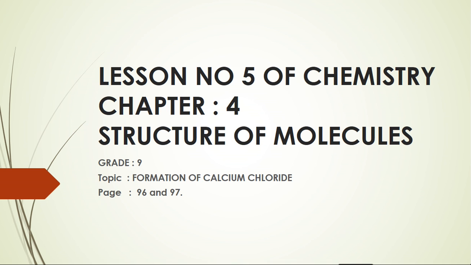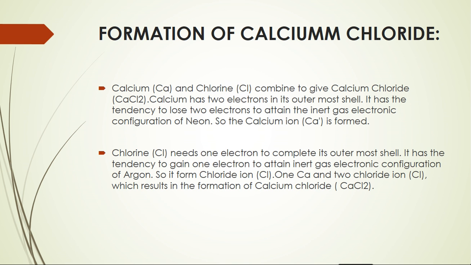The topic is formation of calcium chloride. The last lecture was about ionic bond in sodium chloride, and this is now calcium chloride. It's given on page number 96 and 97. Formation of calcium chloride. Calcium and chlorine combine to give calcium chloride.